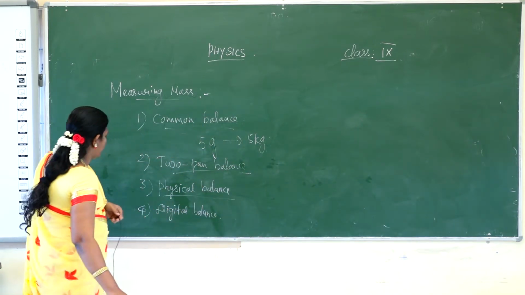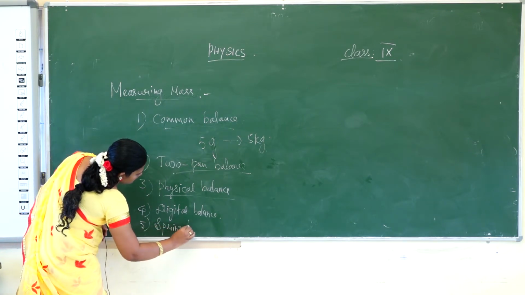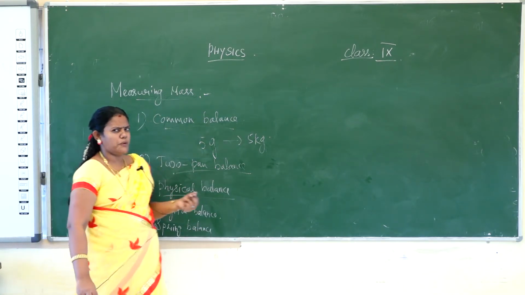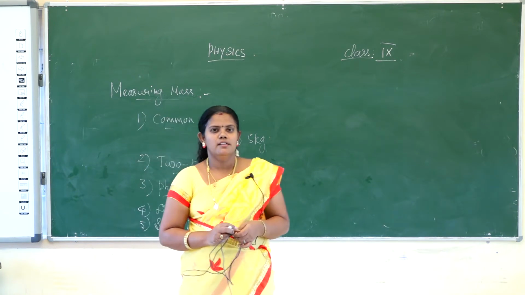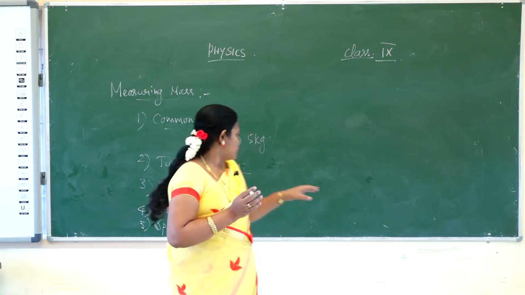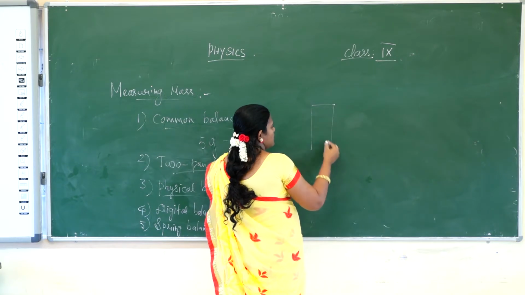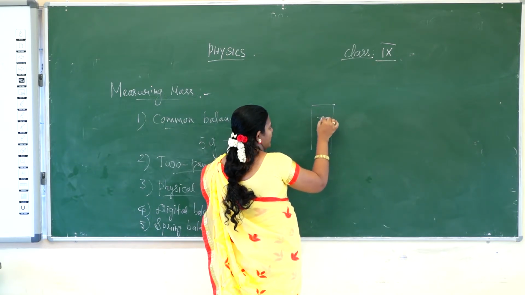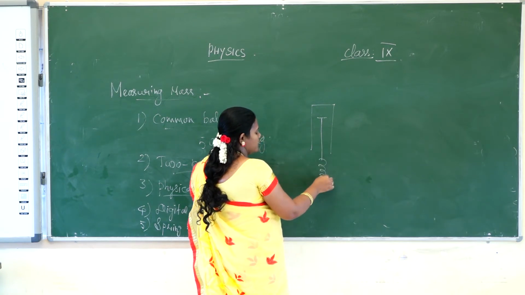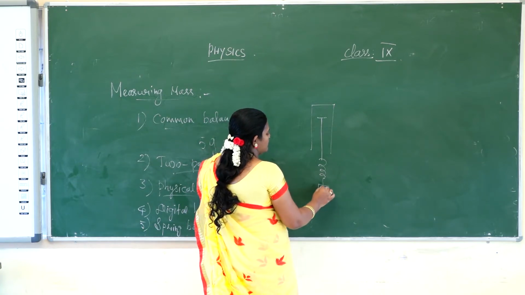And the fifth one is the spring balance. What is a spring balance? Can you see a spring balance anywhere? No. The spring balance is only kept in the lab. A spring balance has a spring and a pointer in the center. The pointer is attached to the spring, and the spring is attached to a weight hanger. The weight hanger holds some weights.